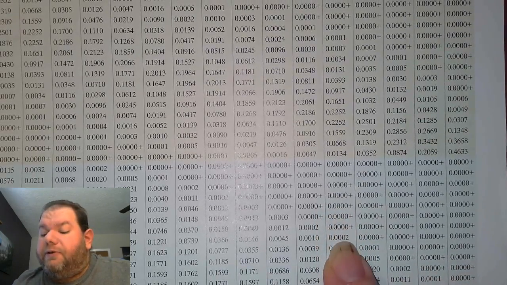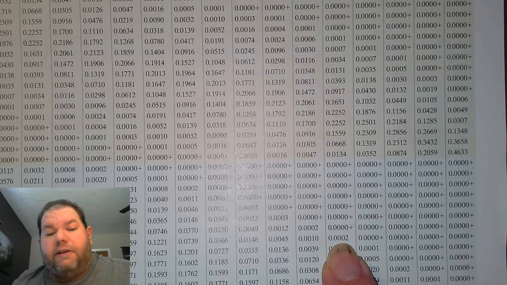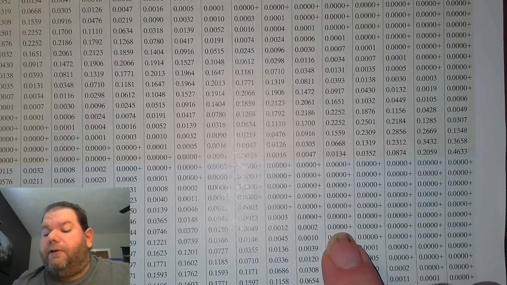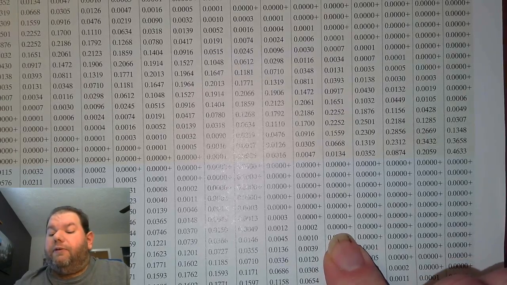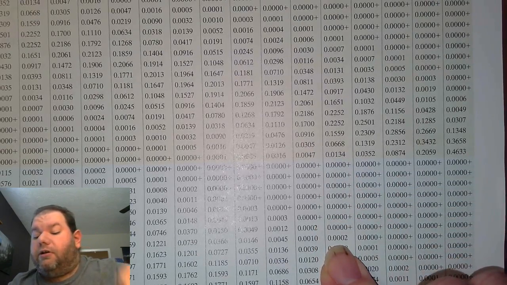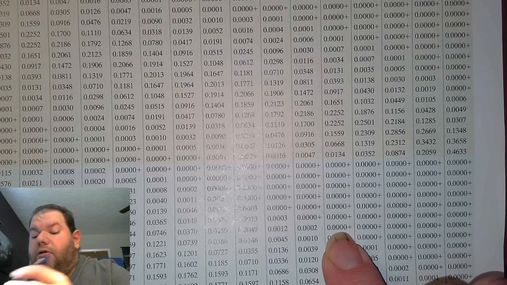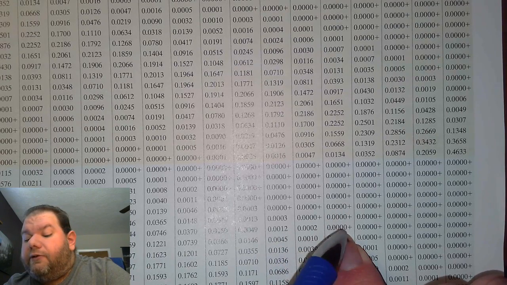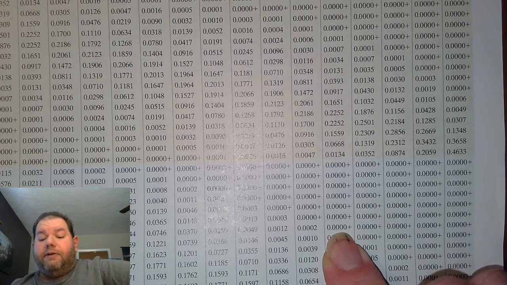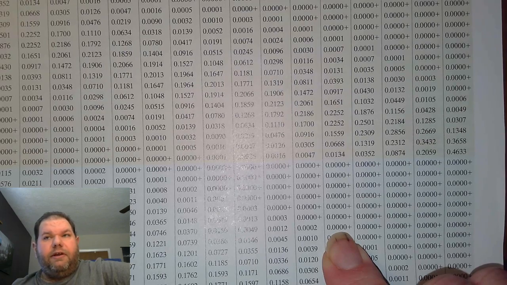Actually, all the way up until 7, where we finally get something besides just zeros, which is 0.0002. So basically, these are all the numbers from 0 to 6 right here, and all of them have this 0.0000 plus, which means there are numbers after that, but it's so close to 0 that it basically rounds to 0. I mean, we already have 4 decimal places of accuracy here, and it's still not registering.